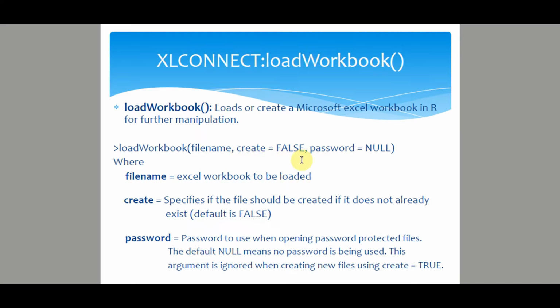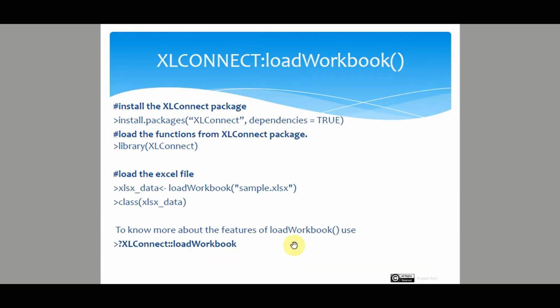Create indicates if the file should be created if it doesn't already exist. By default, it is set to false. Then password is for password protected files. Now let's see an example on how to load a workbook. First, install the XLConnect package and its dependencies. Then simply define the Excel file inside the function. Done. Workbook loaded. To know more about the features and the documentation, we can always use a question mark with the package name, then the function name.